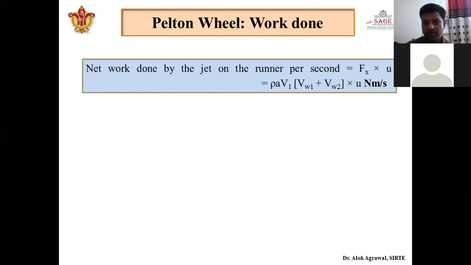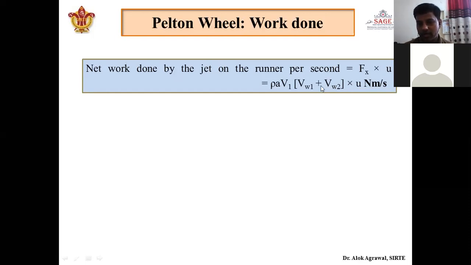We have to multiply force developed by U and we'll get work done. The unit will be: force unit is Newton and blade velocity unit is meter per second. So it will be rho A V1 (VW1 plus VW2) into U. Again, this formula will change according to the value of beta.